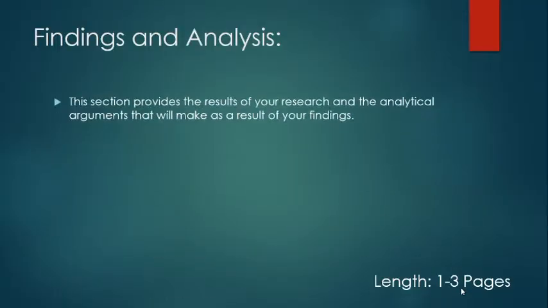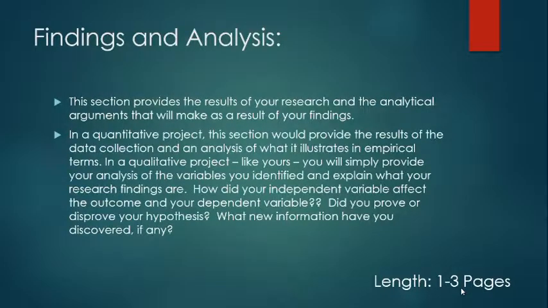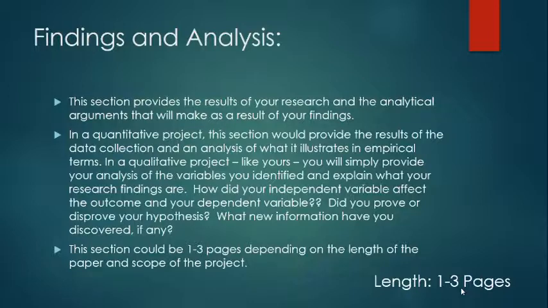Your next section is the findings and analysis section. And this provides the results of your research and analytical arguments that will support the results of your findings. In a quantitative project, this would provide the results of data collection and analysis in empirical terms. In a qualitative project like this one, you simply provide an analysis of the variables you identified and explain what your research findings are. You can also describe how your independent variables affected the dependent variables and so forth. And this section is generally going to be 1 to 3 pages for this particular assignment this week.